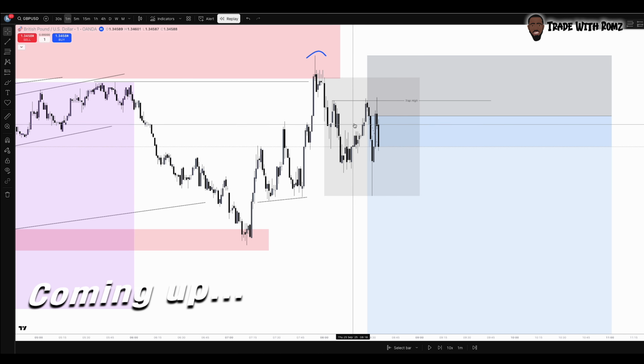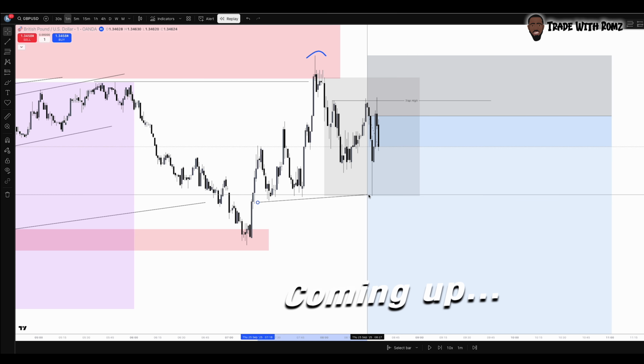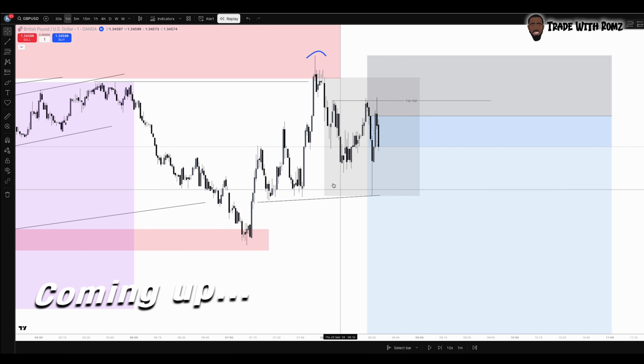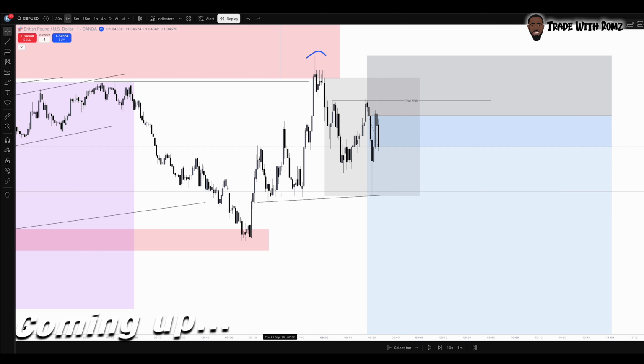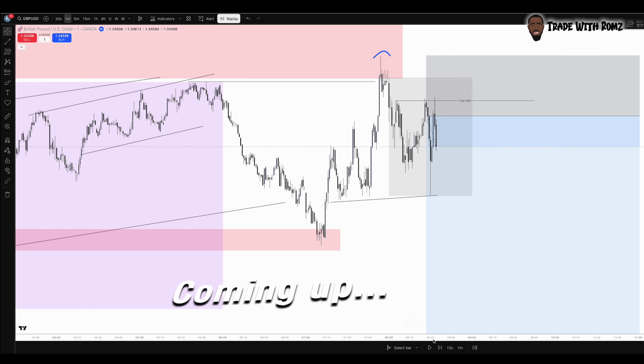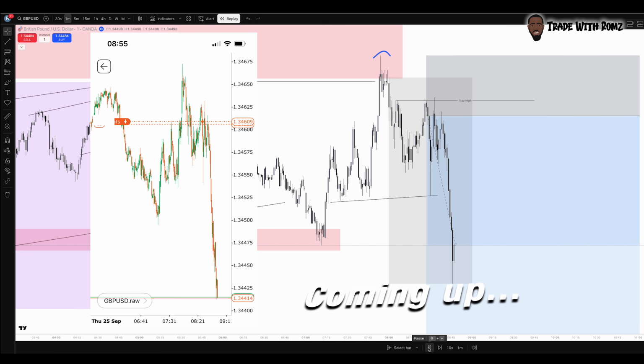Here. However, price did come back down, creating more liquidity here, equal lows. This is not a coincidence, guys. This is price engineered. The market engineers this on purpose. Comes back up, tags me in, and then we move away.